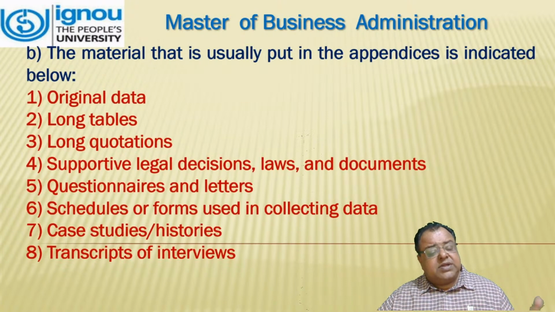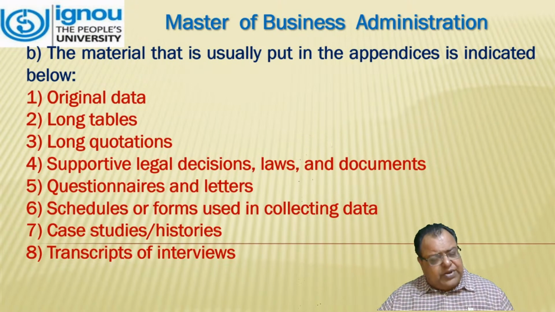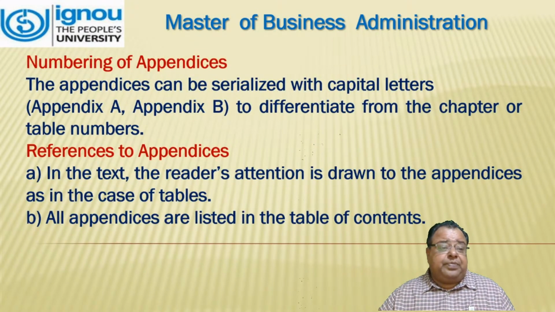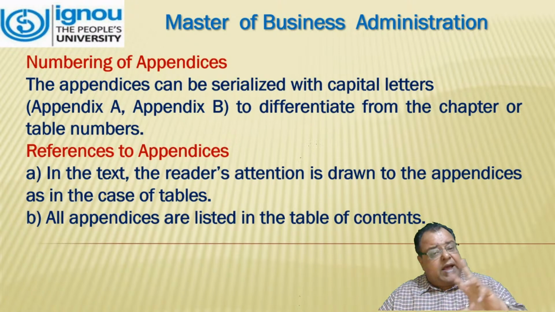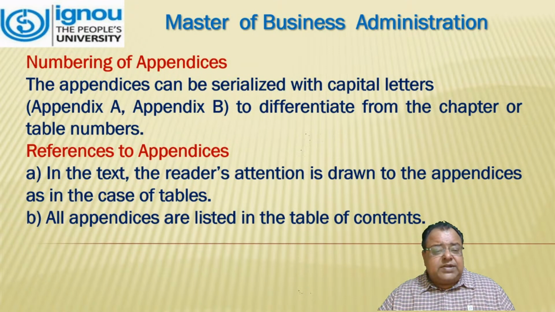Original data, long tables, long quotations, supportive legal decisions, laws and documents, questionnaires and letters, schedules or forms used in collecting data, case studies, histories, transcripts of interviews. Numbering of appendices. The appendices can be serialized with capital letters, Appendix A, Appendix B, to differentiate from the chapter or the table number. References to appendices. In the text, the reader's attention is drawn to the appendices as in the case of tables. All appendices are listed in the table of contents.